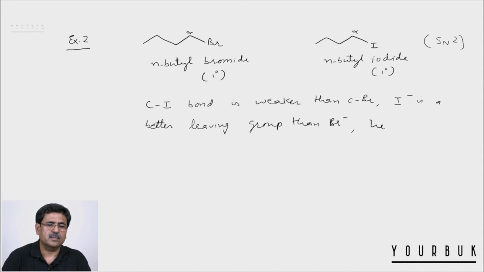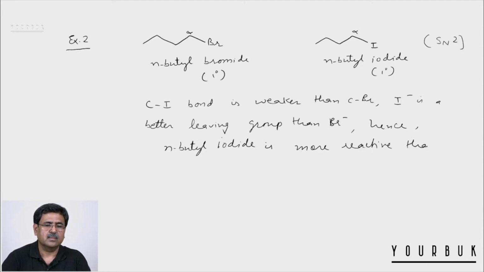and hence normal butyl iodide is more reactive than normal butyl bromide towards SN2 reaction. So I think now the mechanism SN1 and SN2 and how to use SN1 and SN2 in various types of questions are very well clear to you.